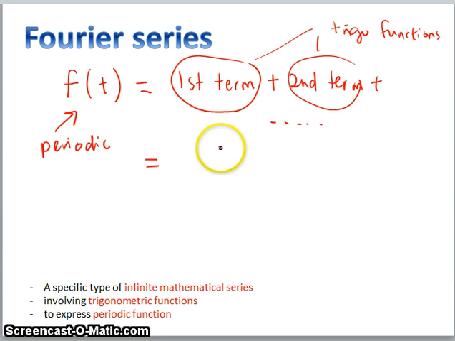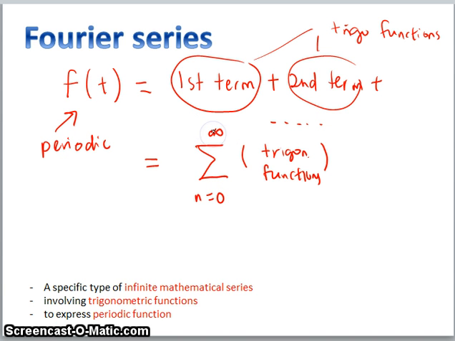As we have learned before, this is the symbol for series, right? Where the functions or the terms inside this series are trigonometric functions. And it can start from the first term, let's say n equals 0, until infinite. Okay, so that is a very brief definition of this Fourier series mathematically.